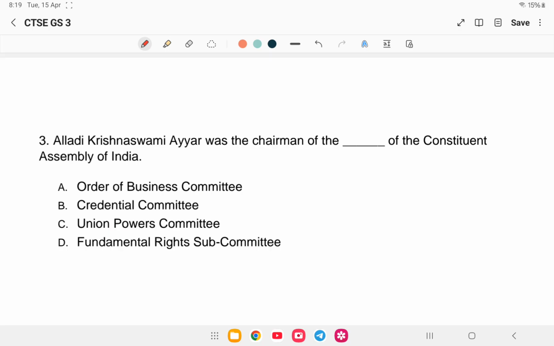Alladi Krishnaswamy Ayyar was the chairperson of which committee of the Constituent Assembly of India? Is it the Order of Business Committee, Credential Committee, Union Powers Committee, or Fundamental Rights Subcommittee? So what is the answer? The answer is option number B, that is Credential Committee. Let us study in detail about this.